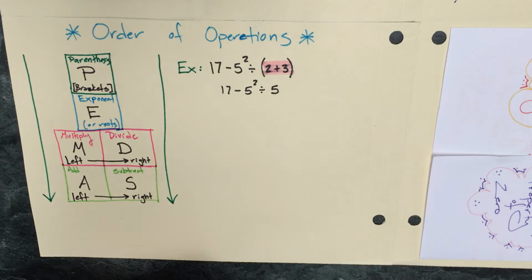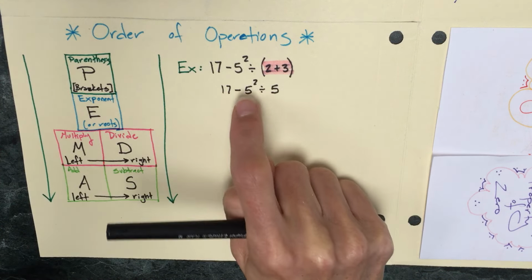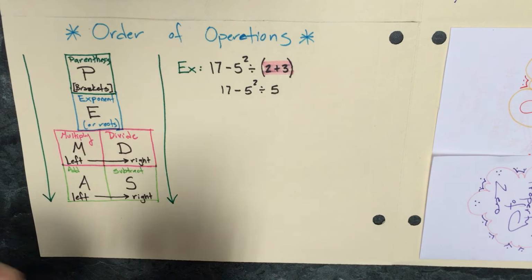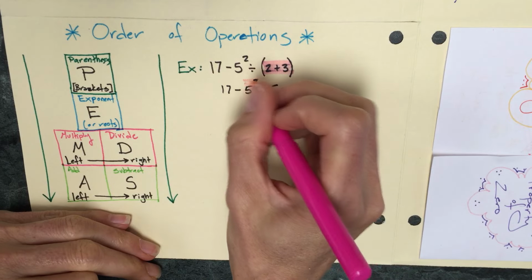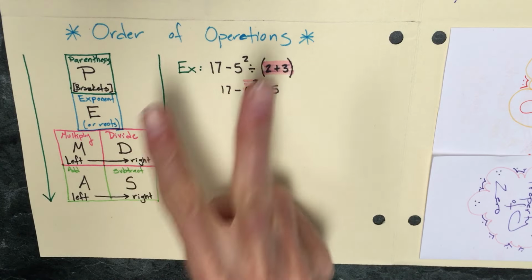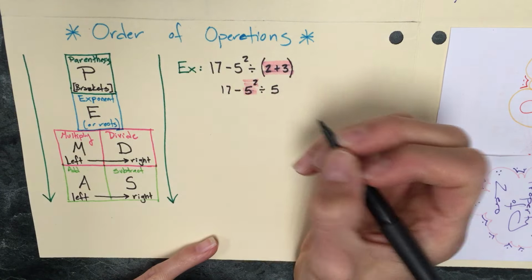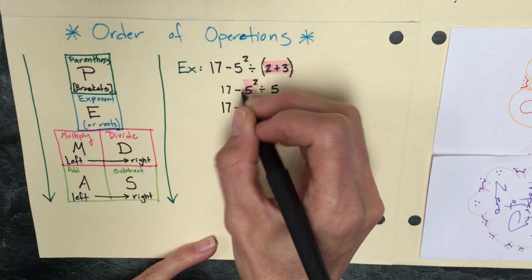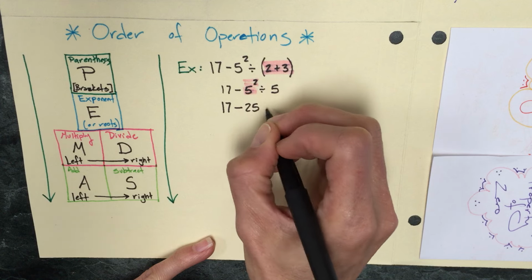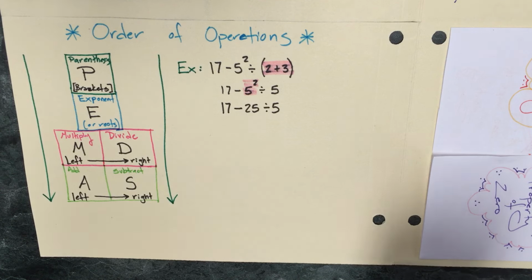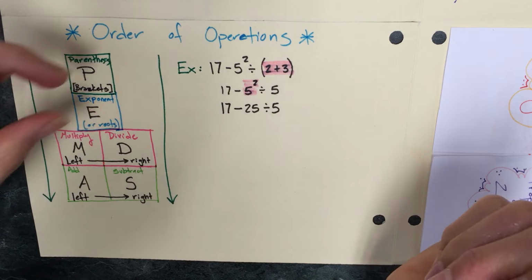Okay, looks simpler already. So next I'm going to look for, I got rid of my parentheses, I'm going to do this exponent. I'm going to simplify 5 squared. Highlight that. And I know that the squared means I'm going to multiply this number by itself 2 times. So 5 times 5 is 25. So 17, I'm going to write the 17 over, minus, this now becomes 25 divided by 5. All right, a little simpler.